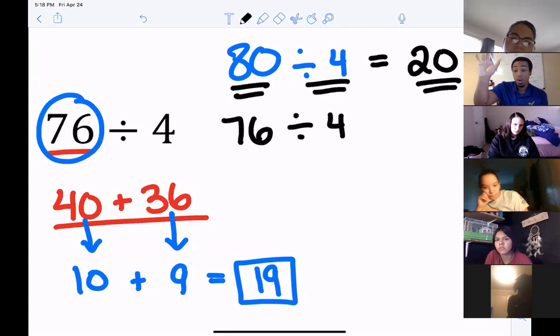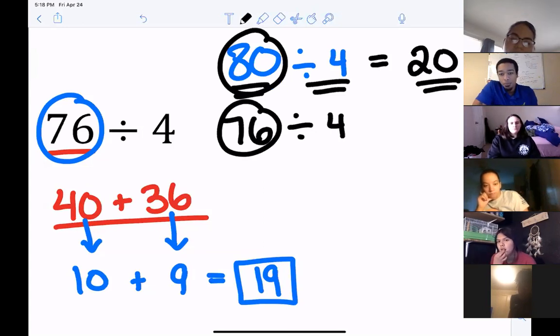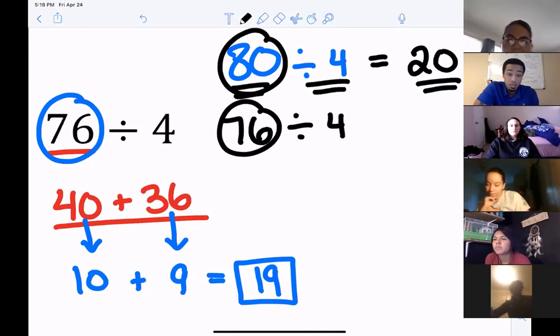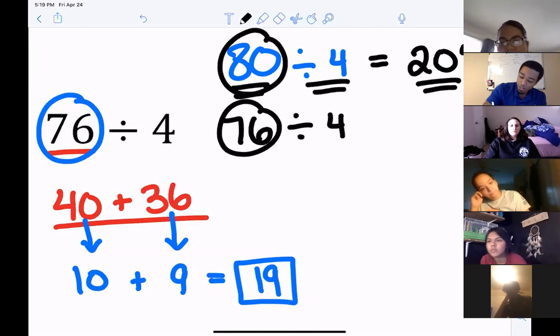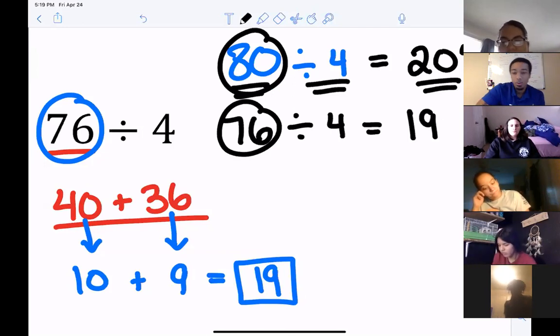Guys, quick question. Pay attention here. How many 4s do I need to add from 76 to 80? How many 4s did I put in? An extra 4, right? 76 plus 4 would get you to 80. So I added an additional 4 that I didn't need to. Remember, this tells me that this is 20 groups of 4. If I take away one of those 4s, it's 19 groups of 4.